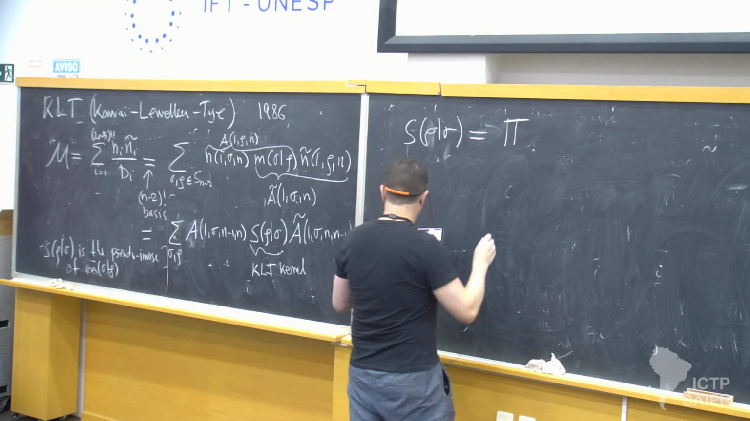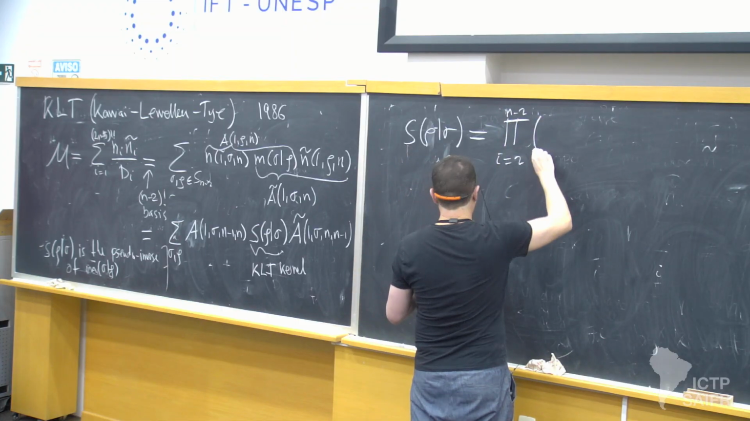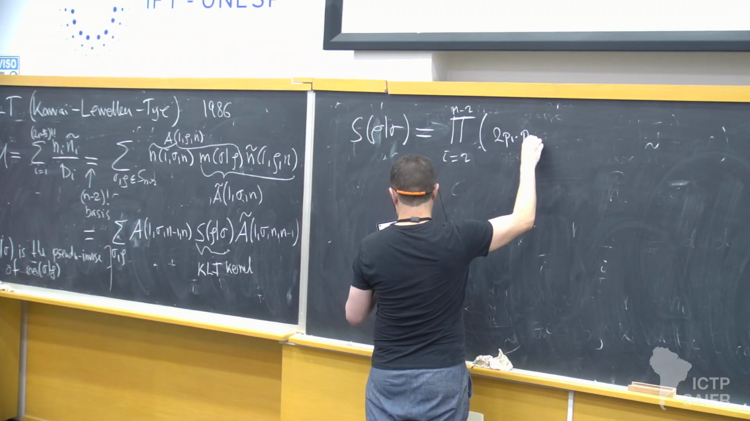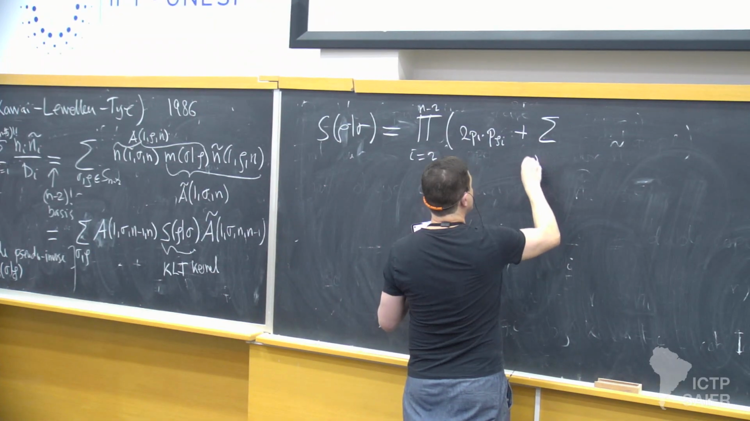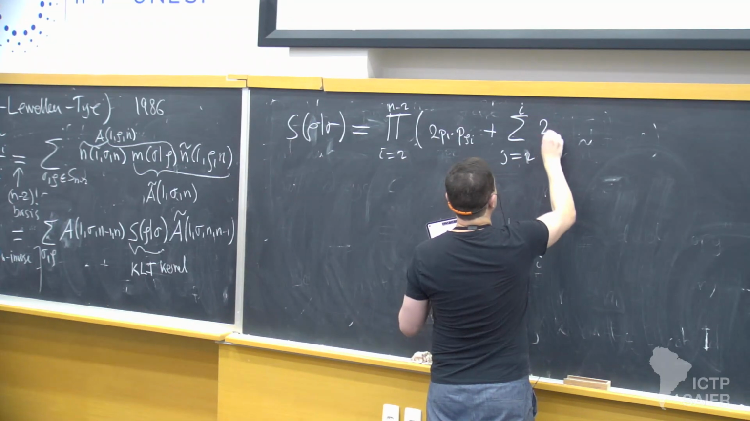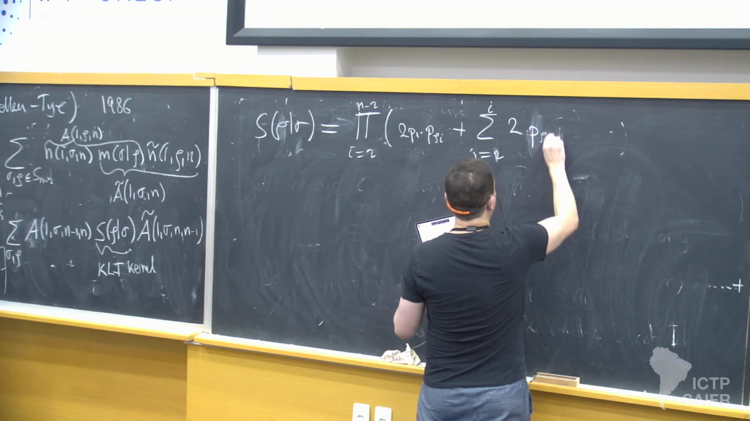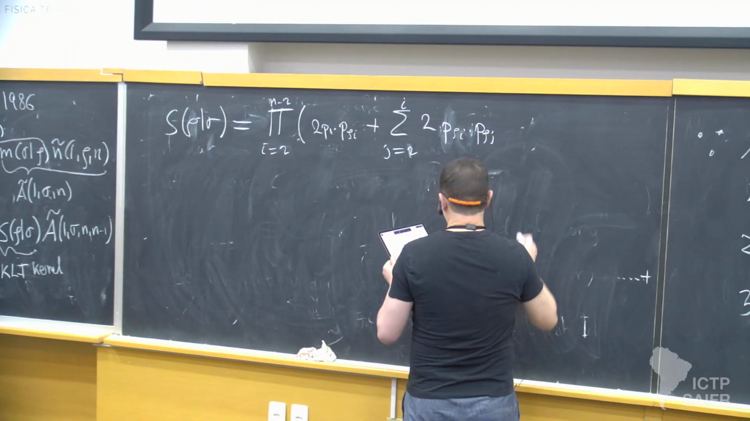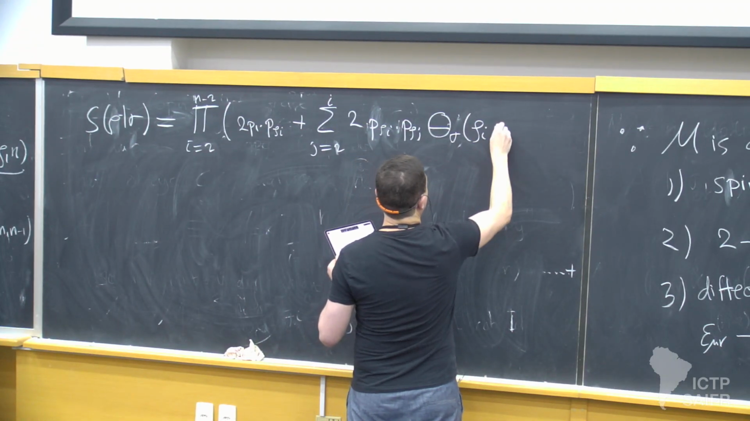So it's a product of things, let's say from 2 to n minus 2, and then it's 2 p1 dot p rho I, plus the sum over j equals 2 to I of p rho I dot p rho j, and then there's some function that people call theta, which depends on sigma, and also on rho I, rho j.